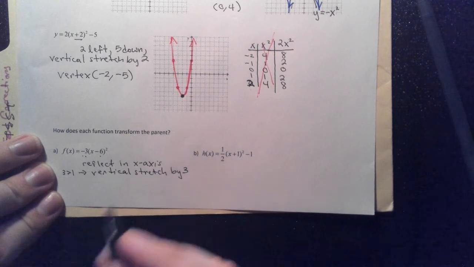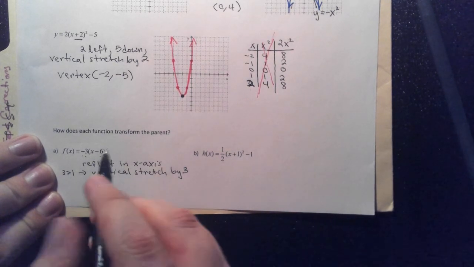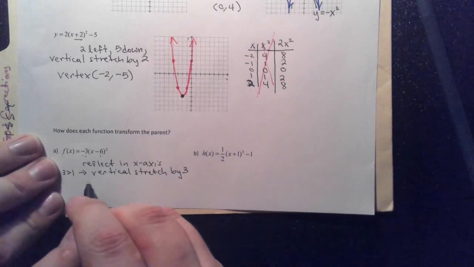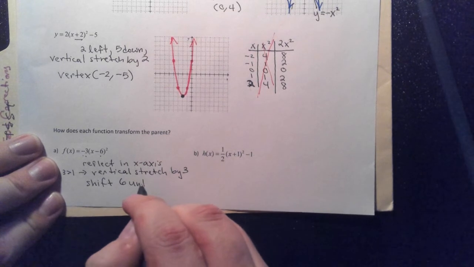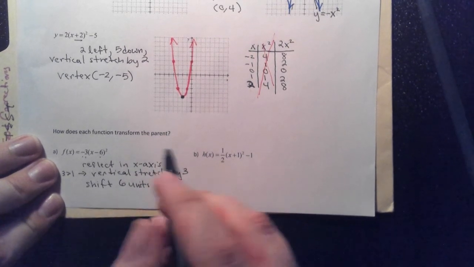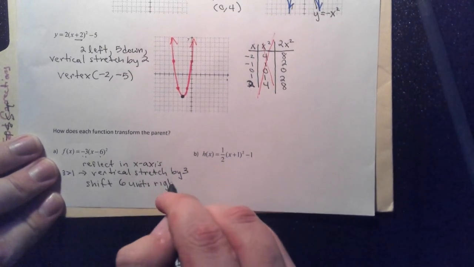I see x minus 6 inside. I remind myself that every time I'm inside, the sign works opposite of how I would think, which means I'm going to shift or translate 6 units in the positive x direction, so 6 units right.